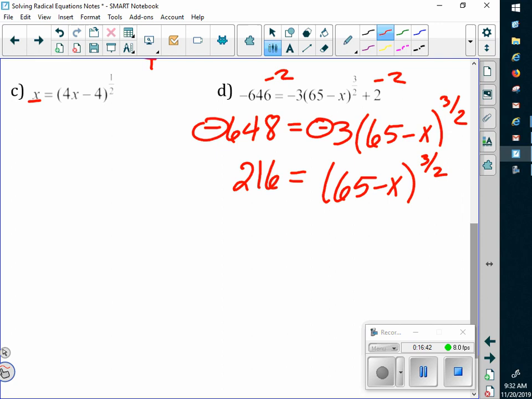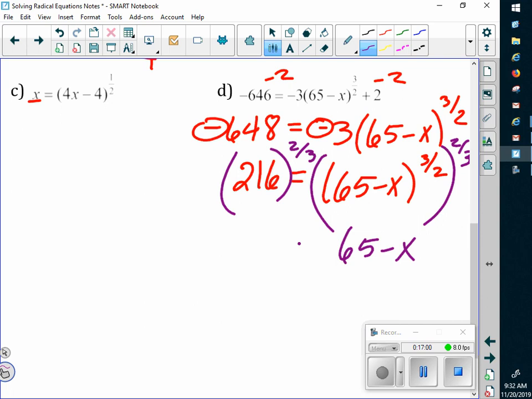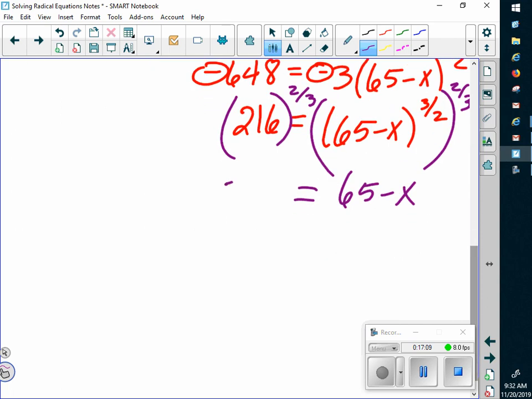What now? Now you raise both sides to the 2/3 power. There you go. So I've got 65 minus x equals, yes, 36. Did you do that in your head or did you calculate? All right. Is everybody okay? Do you know how to get 36?